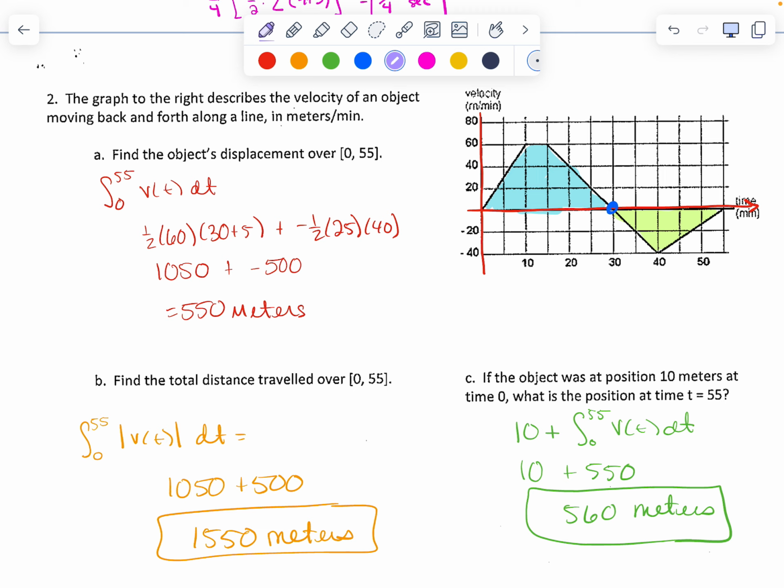How are we feeling? I don't get C. We need to talk about C. So the object was at position 10 meters, meaning it didn't start at 0, 0. I know that this graph of velocity starts at 0, 0, but the actual position of the object didn't start at 0, 0, which means that your displacement from part A moved you from where you started. So you started at 10, you add your 550, that's what displacement means.